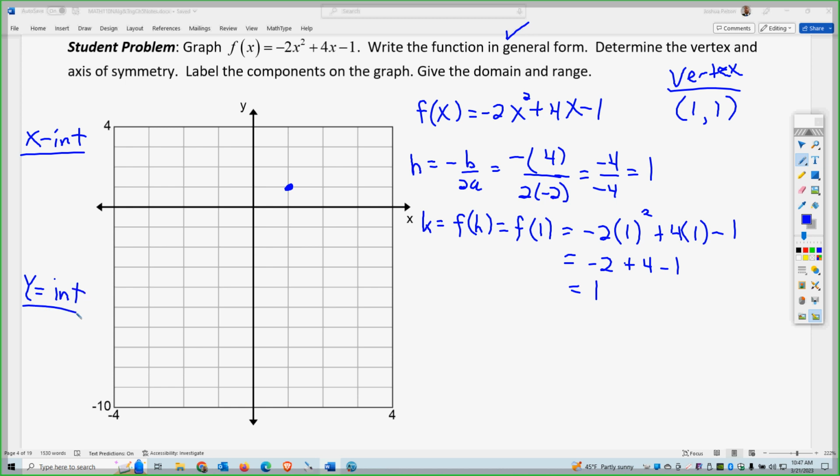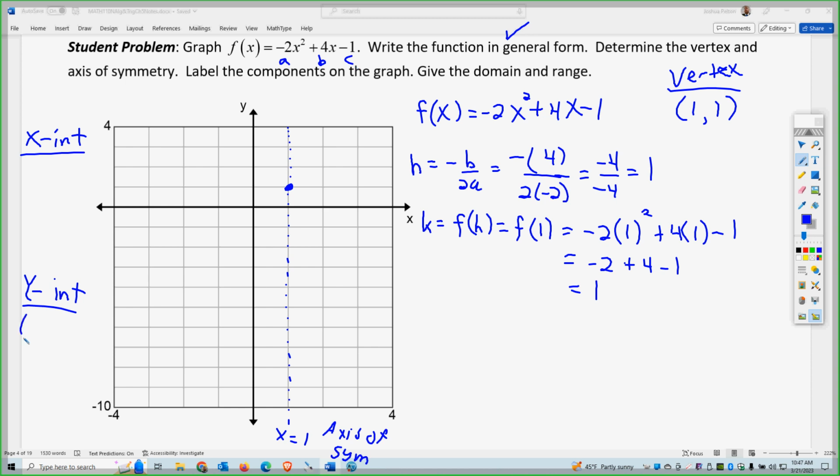Hit the board twice by accident there. Okay, so we know right away that the line of symmetry, or the axis of symmetry, so this is definitely x equals 1, right? The A is negative, so this clearly points down.